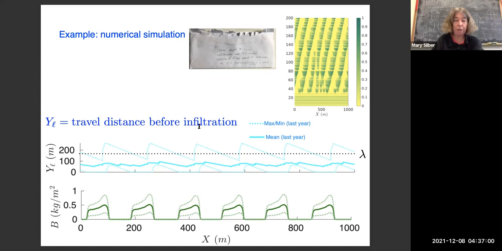So what we do here is at each location on the domain, during each storm, we look at, well, what is the furthest away that water was? I want to look at how far it possibly traveled. So we look for that longest distance of travel before it infiltrates at that location.